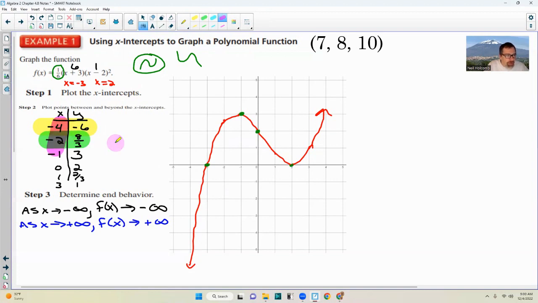Okay, so let me clarify that. When I substituted negative 4 into this function, I got negative 6. When I substituted in negative 2, I got positive 2 2/3. That is positive, that is negative. In between a negative and a positive, there must be a zero. So we know that there is a zero between negative 2 and negative 4. In this situation, it was an integer, but it doesn't have to be. But that's what this principle means.